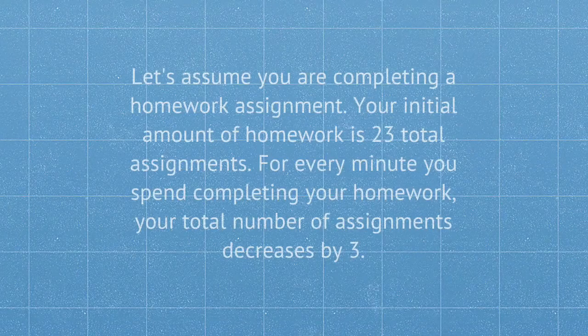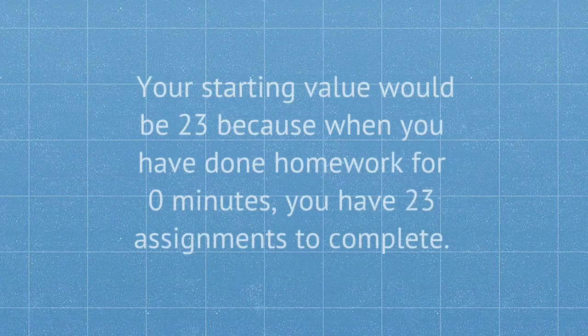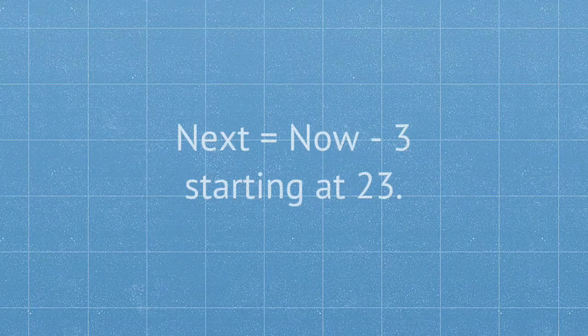Let's assume you are completing a homework assignment. Your initial amount of homework is 23 total assignments. For every minute you spend completing your homework, your total number of assignments decreases by 3. Your starting value would be 23 because when you have done homework for 0 minutes, you have 23 assignments to complete. Now using this information, try and figure out the now-next equation for this situation. The correct now-next equation for the situation is next equals now minus 3, starting at 23.